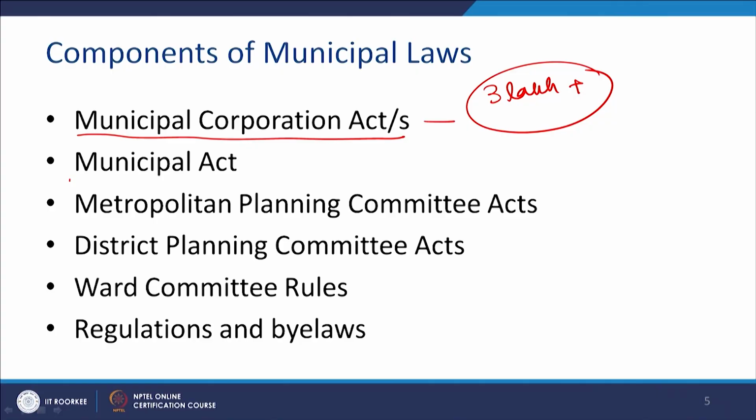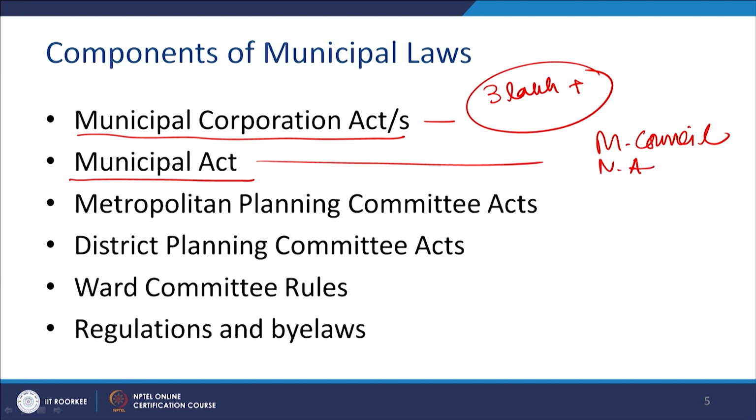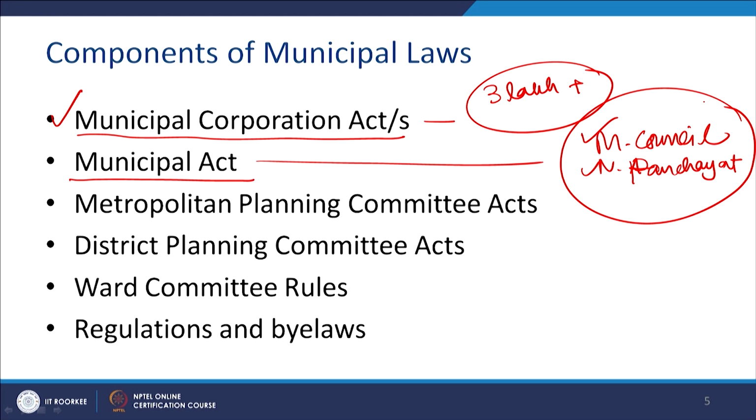For the other municipalities other than the corporation, there are the municipal council and Nagar Panchayat. You know that there are 3 categories of urban local bodies: one is the municipal corporation, the second is the municipal council, and the third is the Nagar Panchayat. So, for these 2 kinds of urban local bodies, the Municipal Act is framed, which will govern all kinds of local bodies other than the municipal corporation.